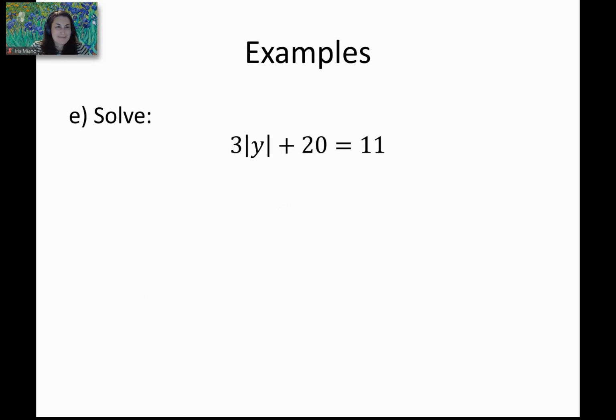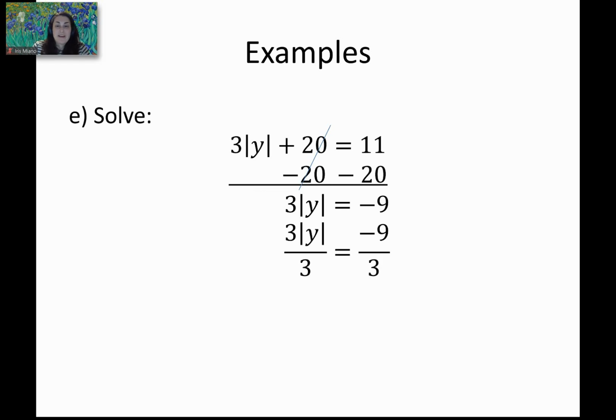value. Makes sense. Okay, next example, we have a few steps to perform before we're ready to split this equation into the two cases, because only the y variable is inside of the absolute value bars. So let's go ahead and start by subtracting 20 from both sides. We will get 3 times the absolute value of y equals negative 9. Divide both sides by 3, because you want to isolate that absolute value component. And then at that point you can split the equation into the two cases, so long as your absolute value is equal to a positive number.